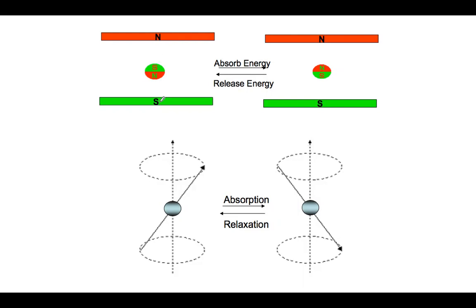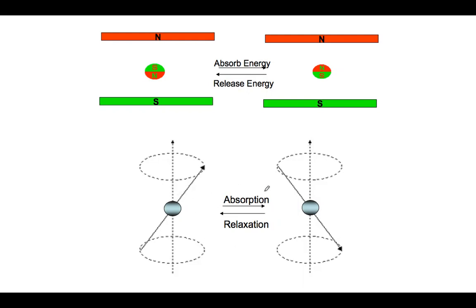We can see here, if we absorb energy from our radio frequency electromagnetic radiation, then we can flip this to a higher energy state. And then this is obviously not very stable, and so it releases energy back down to this state here. And this is what it looks like in terms of the nucleus and the nucleus's magnetic moment, which is depicted with this line here. And then this dashed line is the applied magnetic field, and the dashed circles are the rotational frequency.